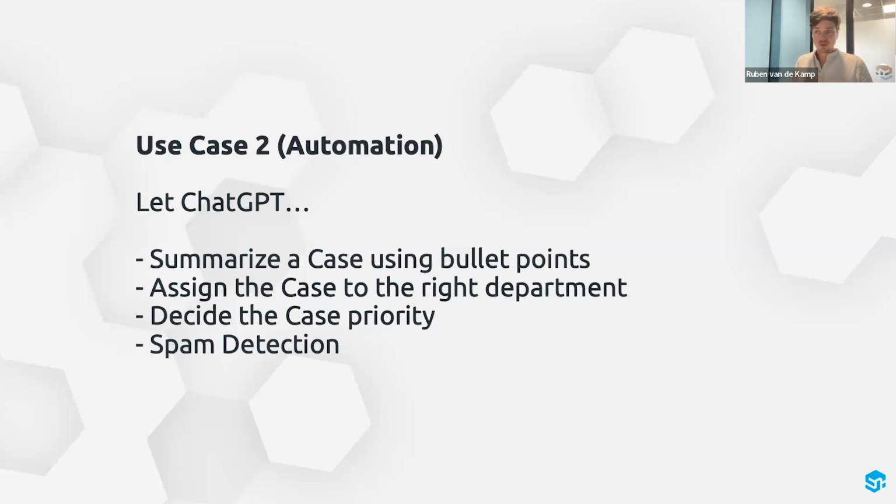I'm asking it to decide the case priority based on a prompt and storing the answer in a pick list, and I'm limiting ChatGPT to give an answer that is compliant with the options in my close-off select list. That's really interesting. And I'm asking it to see if the case that's coming in is potentially a spam message.